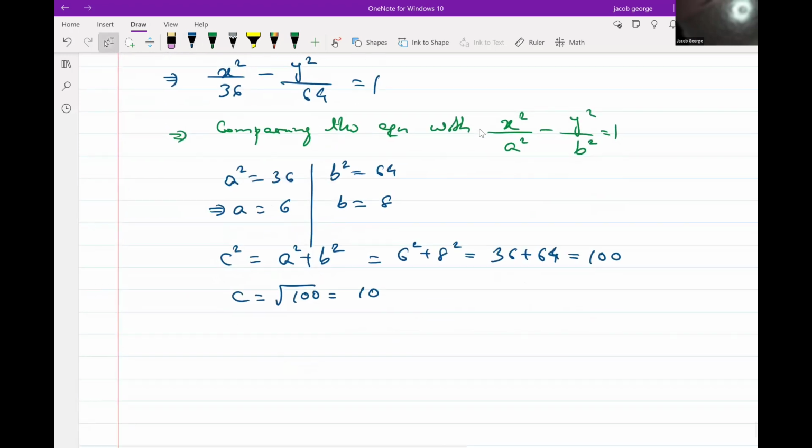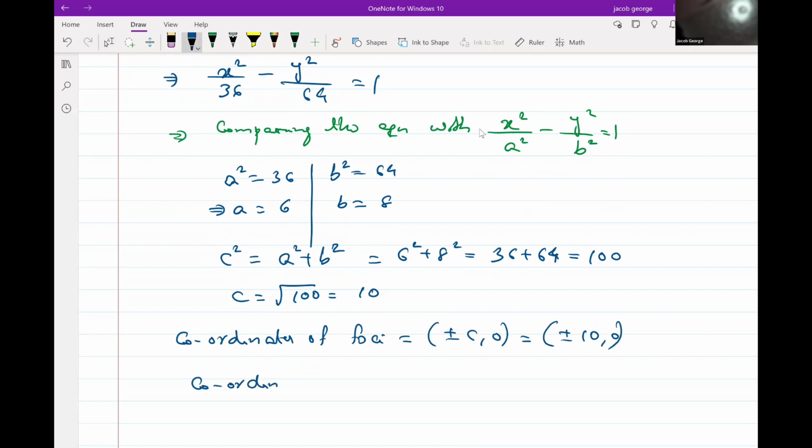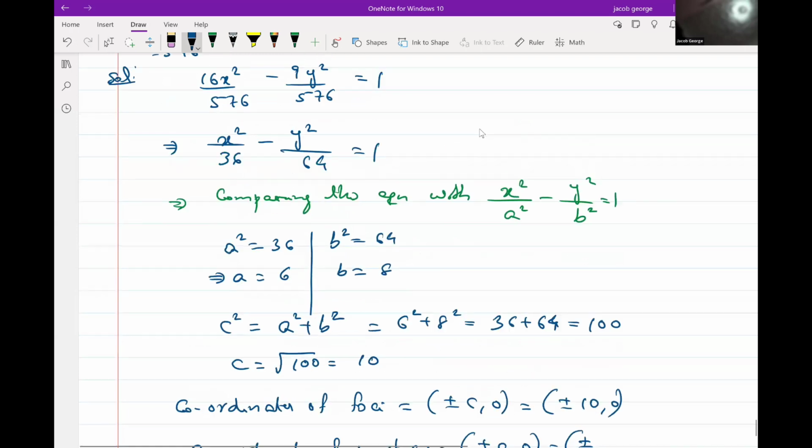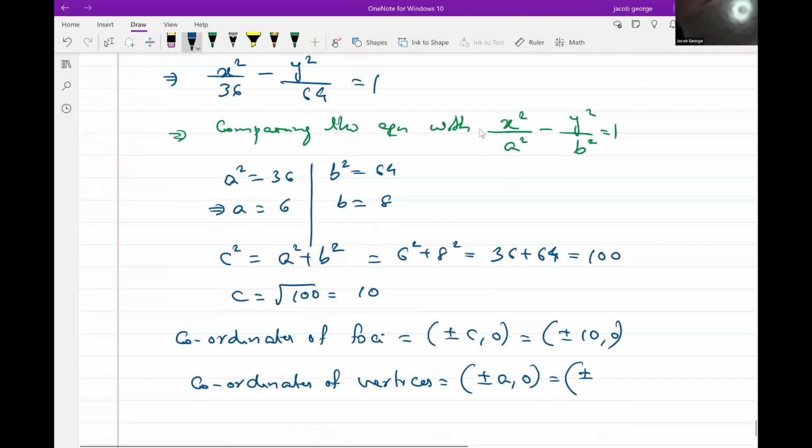Okay, so after this step, what to do? You will find out the coordinates of foci. Coordinates of foci are plus or minus c, 0. So that is plus or minus 10, 0. Then coordinates of vertices are plus or minus a, 0, which is plus or minus 6, 0.